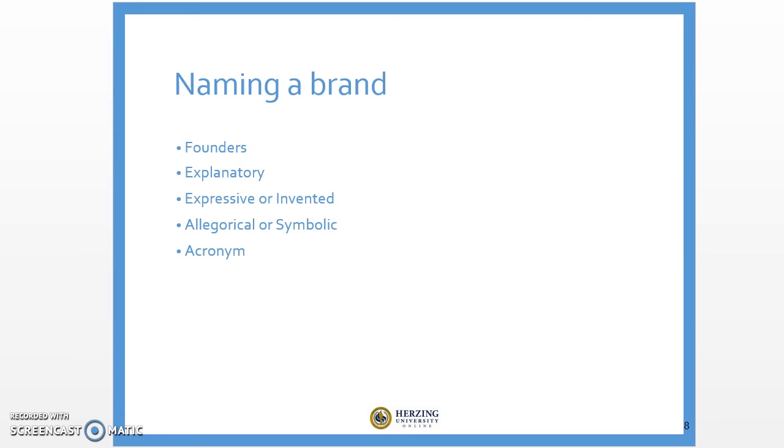Naming a brand. Founders, explanatory, expressive or inventive, allegorical or symbolic, and acronym. These are all different types of ways that companies can name their business, or people can name their business. So in the next part of this presentation, we're going to go through some examples of the different types of naming conventions that a brand, product, or company can have.